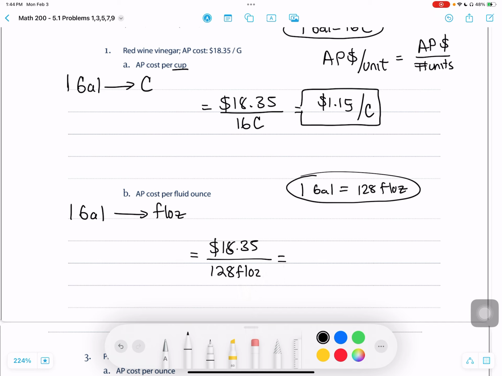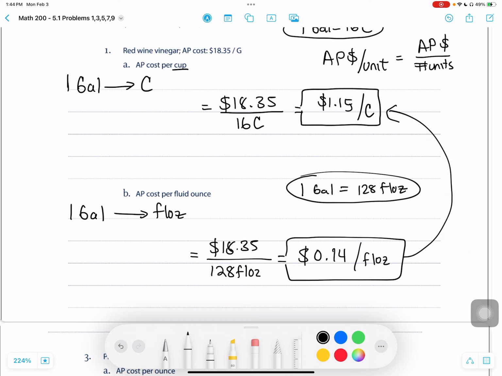Why? Because maybe this is a different requirement for a different recipe. It works for you to have a cost per cup in one recipe, and for some other restaurant it works to have the cost per fluid ounce. That's why we're doing this calculation. So I'll do 18.35 divided by 128, and the cost here will be 14 cents per fluid ounce. Every fluid ounce of wine that you use is going to cost you 14 cents. This is the same thing as the cost per gallon.